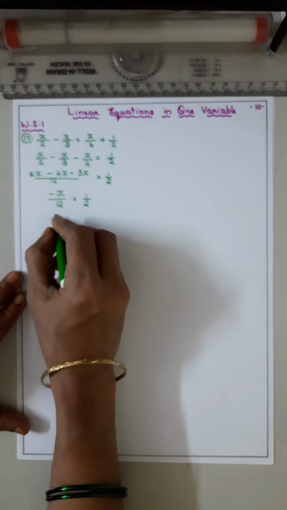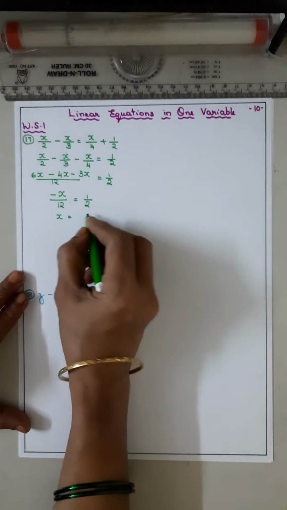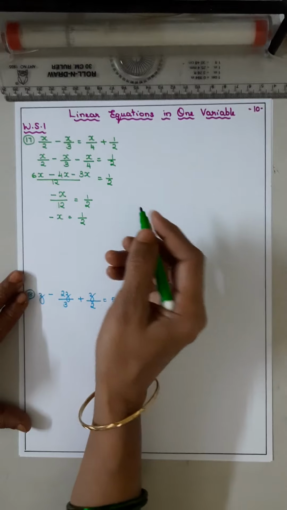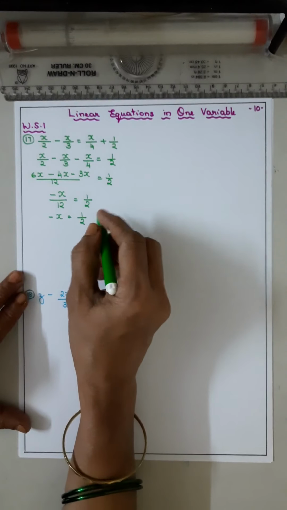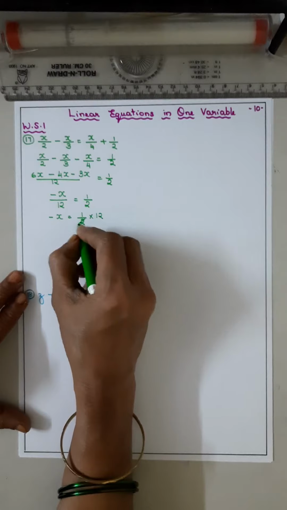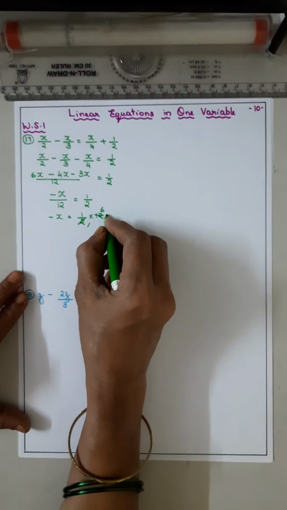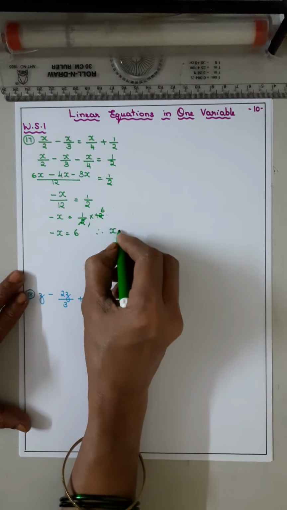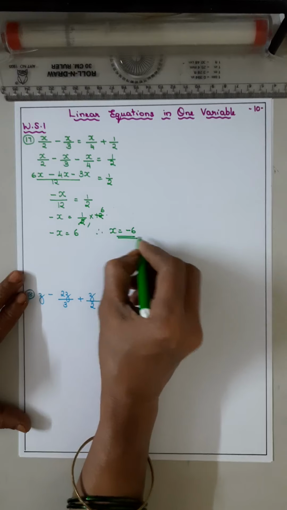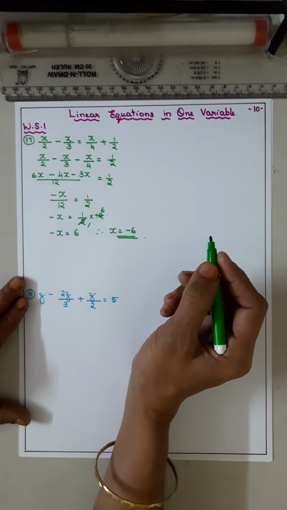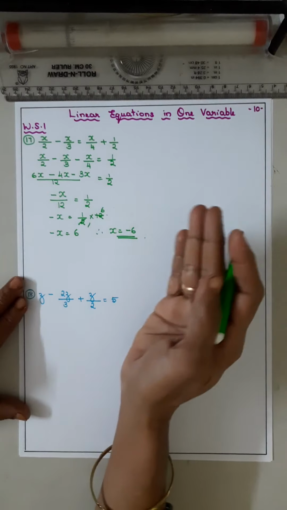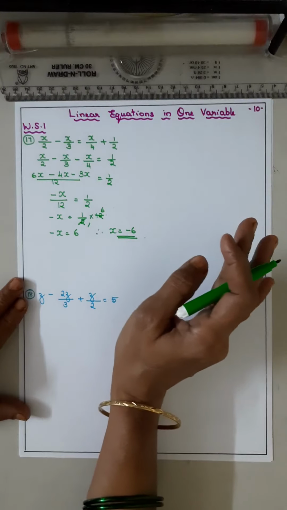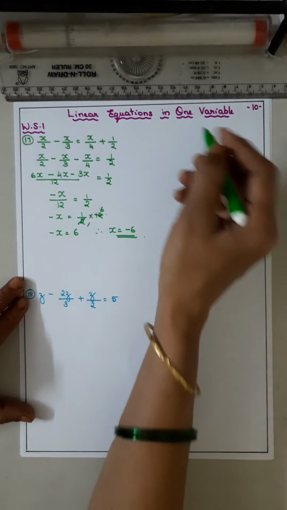So x is equal to 1 by 2 or minus x. Okay, minus x is equal to 1 by 2. 12 goes to the numerator. So 2 1s are 2, 6 2s are 12. So minus x is equal to 6. Therefore x is equal to minus 6. Is it clear? Minus x is equal to 6. So x will be minus 6. Hope everyone understood. Now coming to the check.